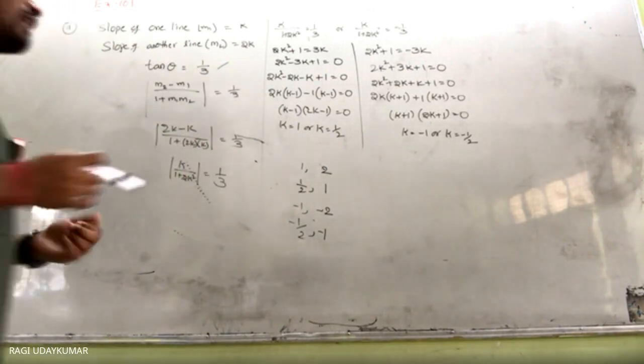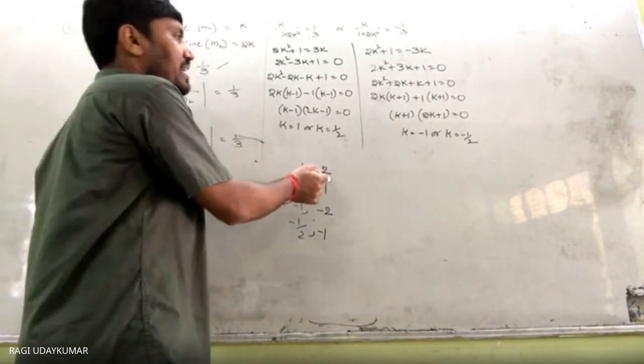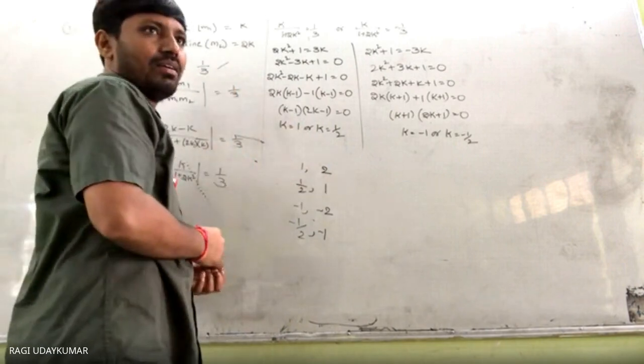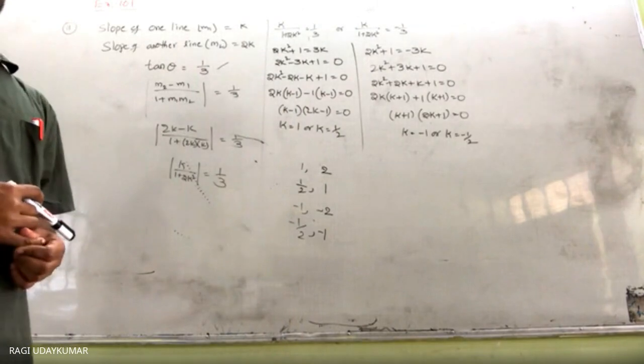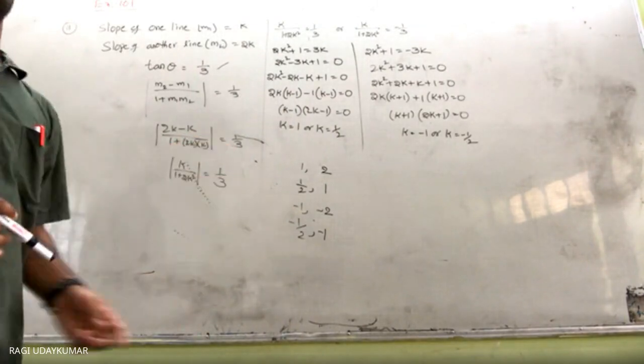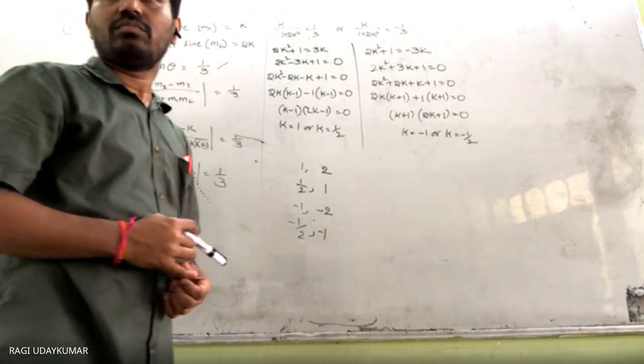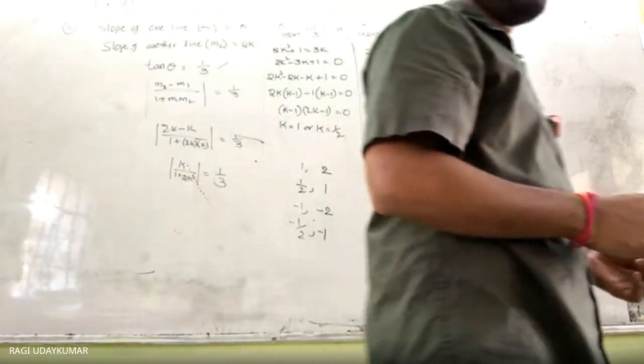The slopes mean the angle between these two lines, theta, means tan theta equal to 1/3 will come, and one angle is double the other angle. One slope is double the other slope. So 4 answers you are going to get. It's clear. Is it clear to you?